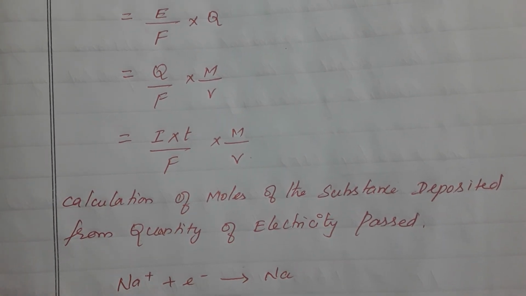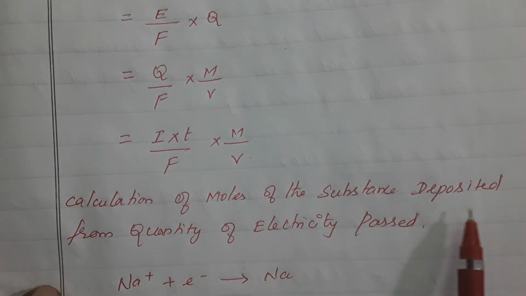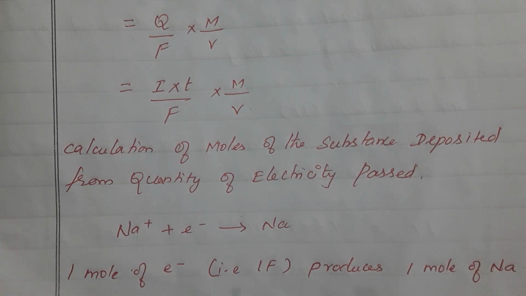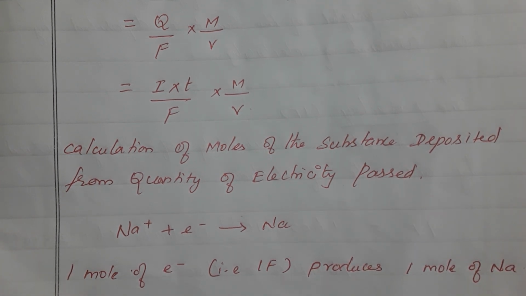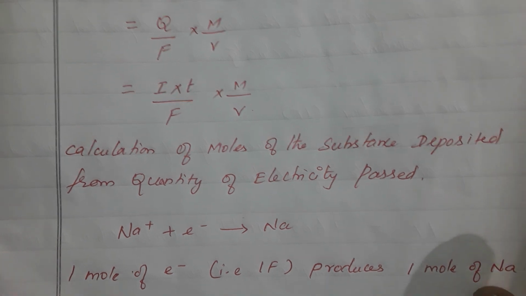Next, for example, the calculation of moles of the substance deposited from the quantity of electricity passed. Here we take sodium. Na plus takes 1 electron and gives sodium as a pure element. For the production of 1 mole of sodium, it takes 1 mole of electrons. That 1 mole of electrons is equivalent to 1 Faraday, so it produces 1 mole of sodium.